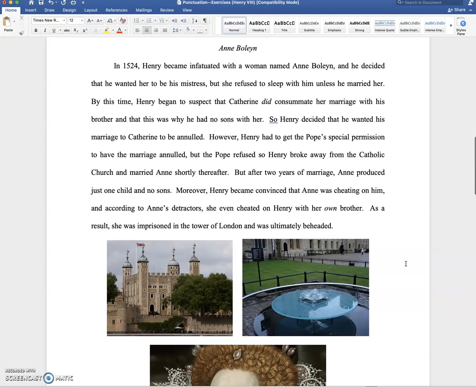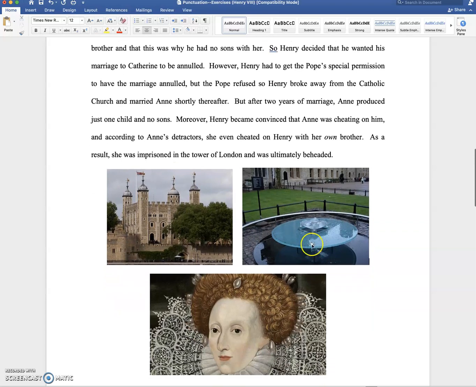All right. So my pictures here that go along with this are of the Tower of London, where Anne Boleyn was beheaded. This is a picture I took when I was there. And this is the site where she was beheaded. It's a glass table with a little glass pillow on it.